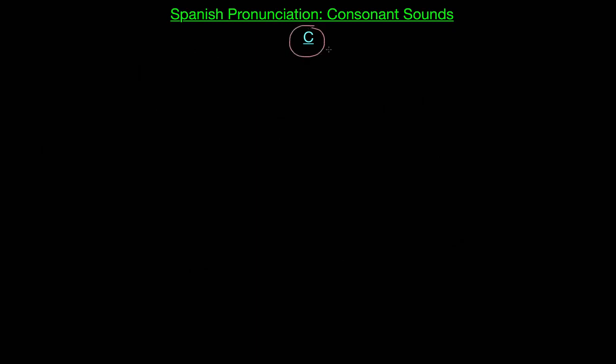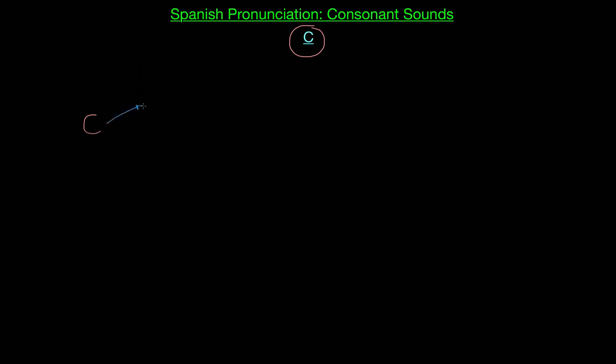Hello and welcome to this video where we're going to look at the pronunciation of the letter C in Spanish. For starters, we should say that the name of this letter is C. In Spanish it has two sounds. We can pronounce it in two different ways depending on what comes after it.